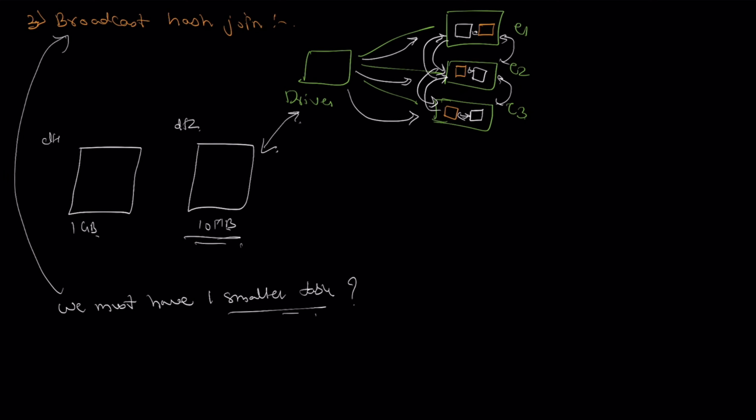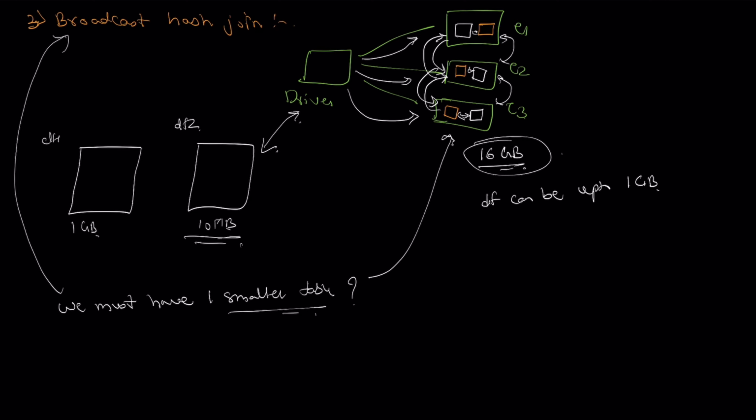Now the question would be, what is a smaller table? The answer is, it really depends. It depends on the size of the executor. Let's say our executor size is 16 GB. Since the executor size is 16 GB, our smallest DF can be up to 1 GB. We can ship a 1 GB data frame to each of the executors to perform the join. So it really depends on how big our executor is, and on the basis of that, we have to judge.